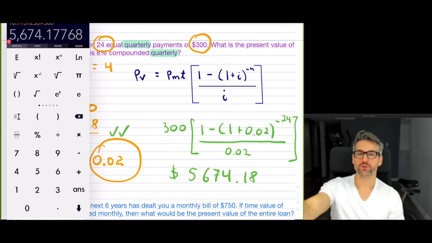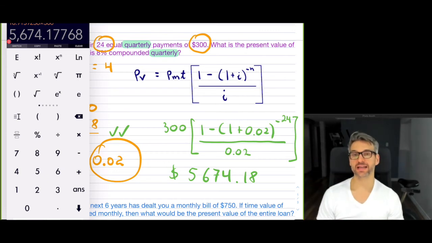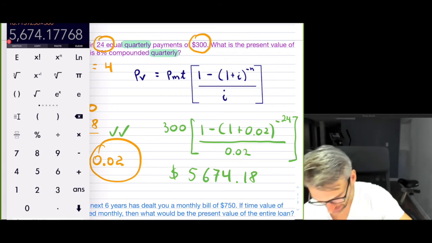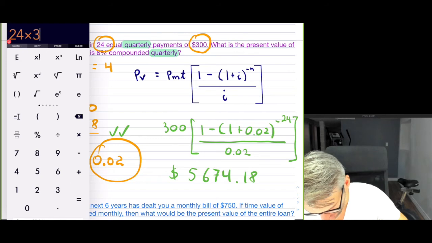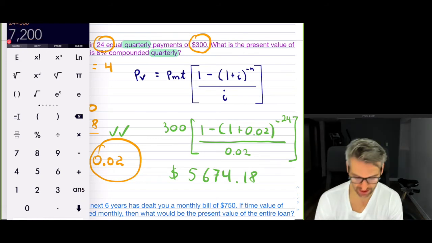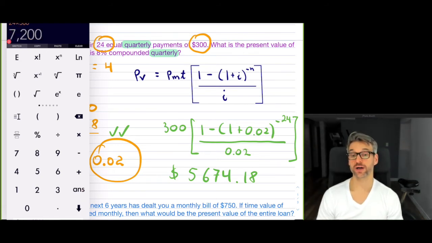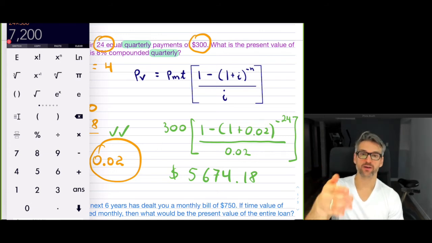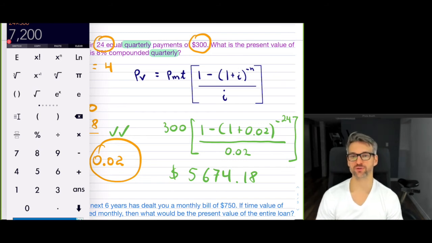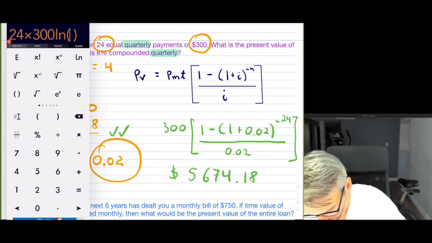Now, again, remember, you're bringing it back, so it should be less than all your payments, because we are discounting these. Clearly, if we had 24 payments times 300 and there was no interest, it would actually be 7,200, which is more than when you bring it all back. And that's what you want to see. Your present value should be smaller if you do have a discount. In this case, it's 8% compounded quarterly. So that's this example. Hopefully that makes sense to you.